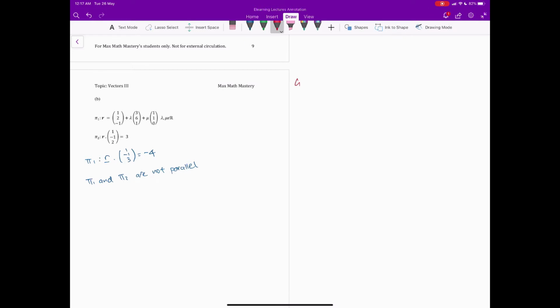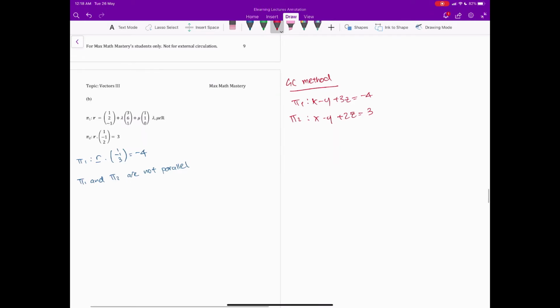Number one is using the GC method. For the GC method, first I'm going to convert both to Cartesian equation. So plane 1 is x minus y plus 3z equal to minus 4. Plane 2 is x minus y plus 2z equal to 3. If you don't remember how to change to the Cartesian equation, kindly refer back to the previous video. You should not forget if you have done a one-sitting kind of lecture throughout. So convert both to Cartesian equation.